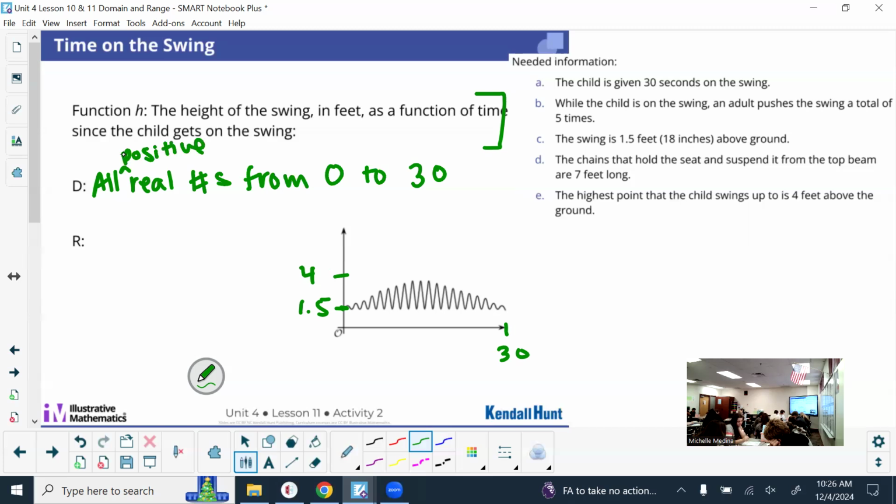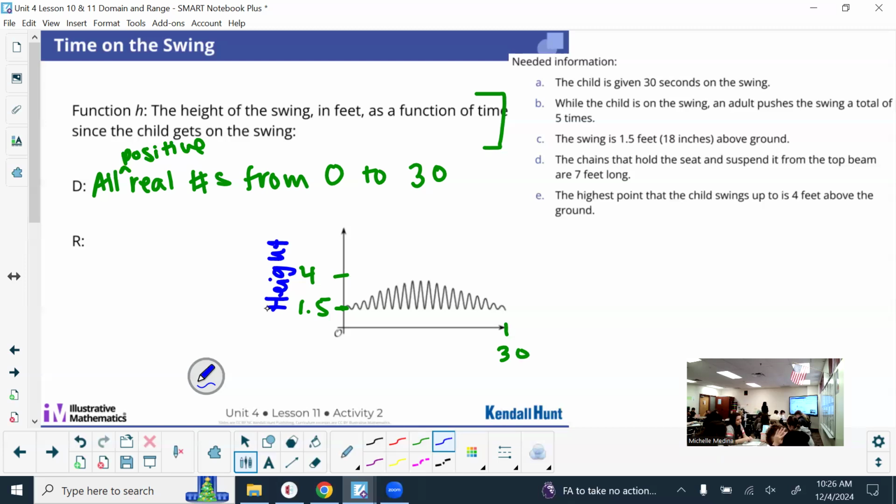Okay. What is the range referring to? All the y's in a function. So now look at your y-axis. Can my height be a decimal? Yeah, you can have a decimal of a foot. Can it be negative?